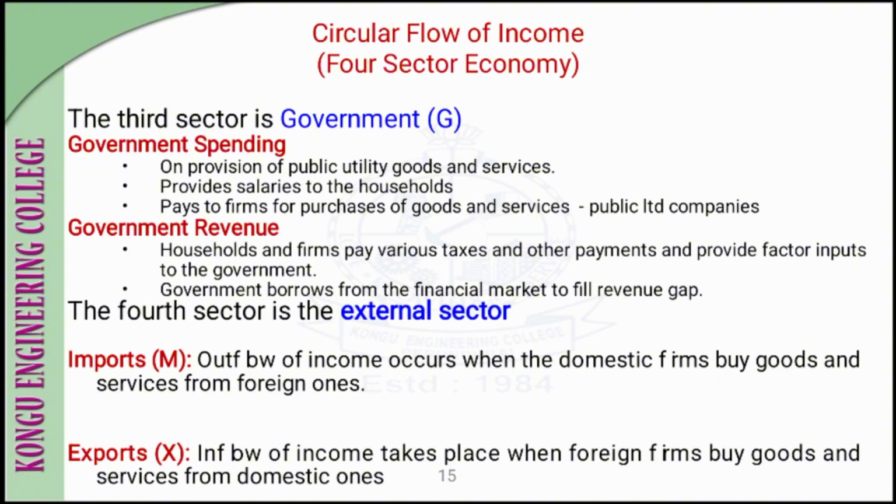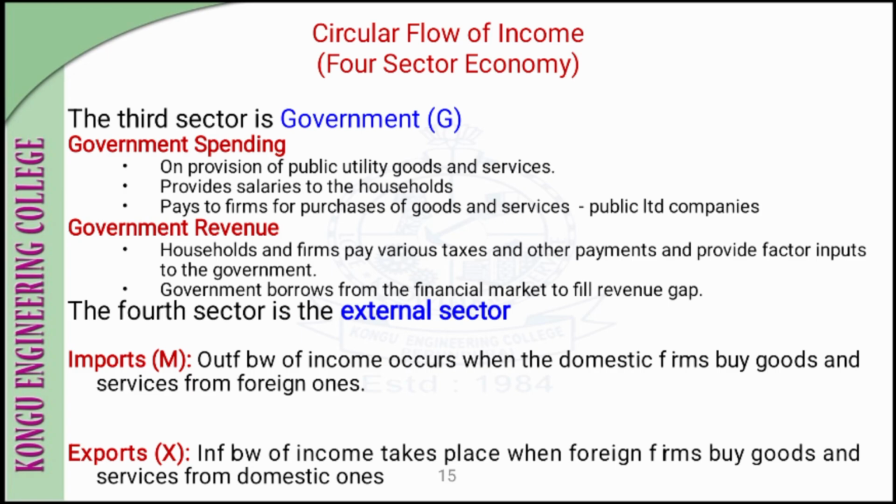Using this money, the government allocates funds to the public, runs public services, runs schools, and allocates free schemes. Government spending is on provision of public utility goods and services, provides salaries to the households, and pays firms for purchase of goods and services, public limited companies, and government revenue. The government gets revenue as households and firms pay various taxes and other payments, and provide factor inputs to the government. The government borrows from the financial market to fill the revenue gap. It provides bonds and so gets the borrowings.